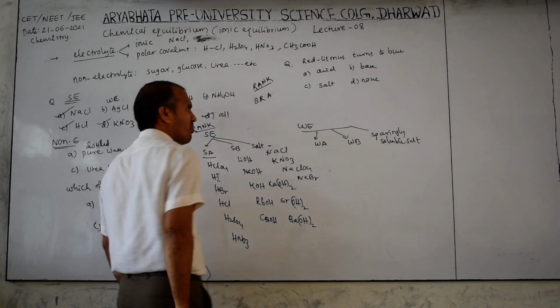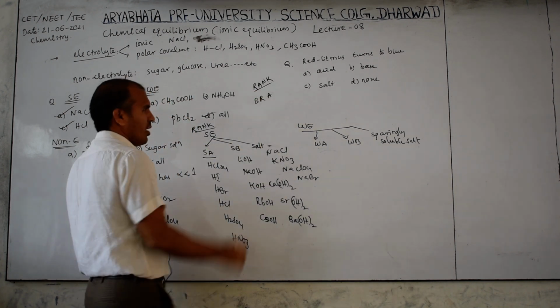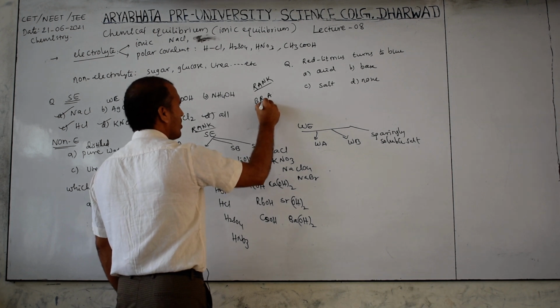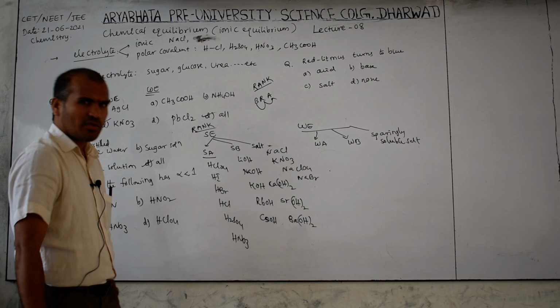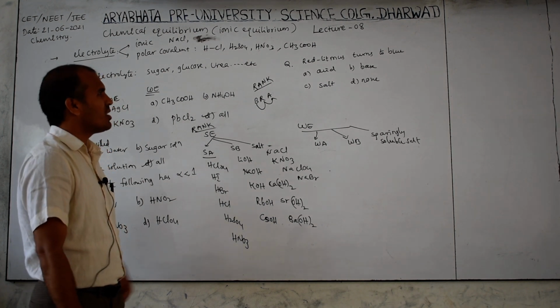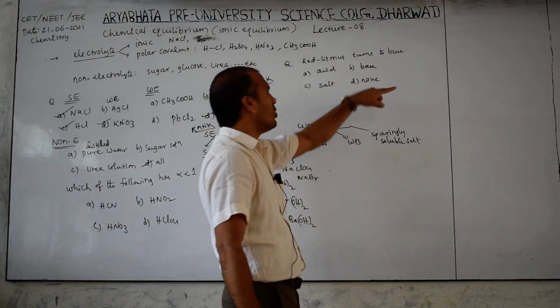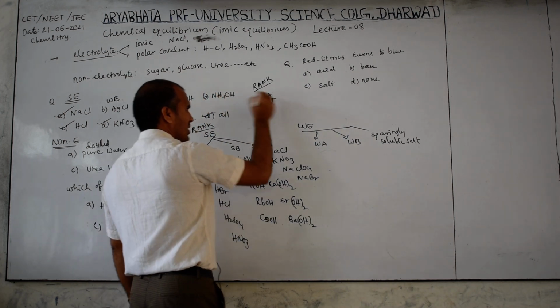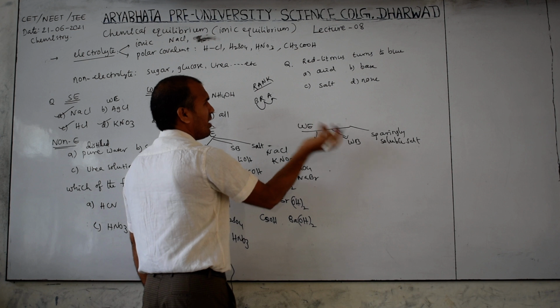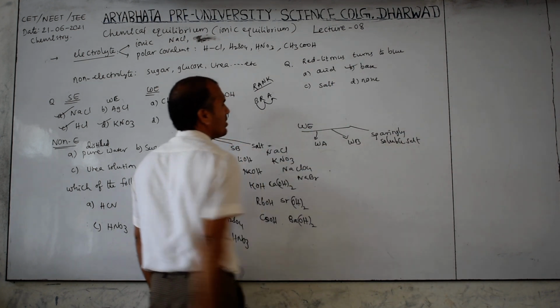BRA, BRA. Blue litmus converts to red, that is acid. Here, red litmus converts to blue, so it is opposite. Blue to red is acid, which means red to blue is base. Therefore the answer is base.